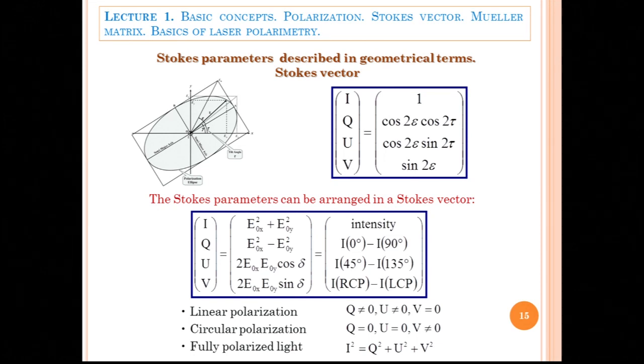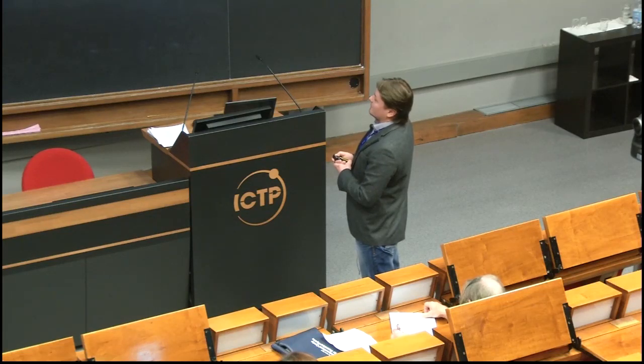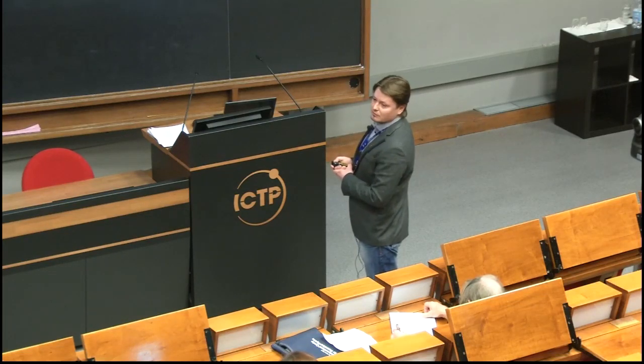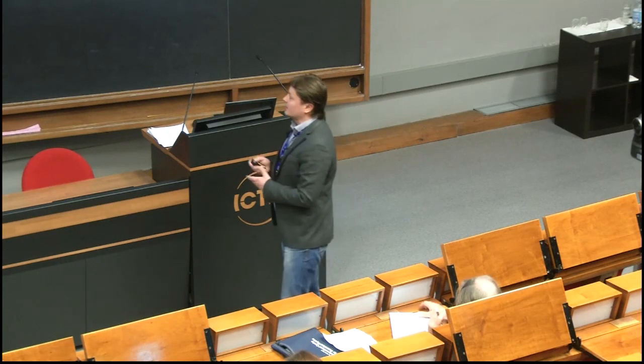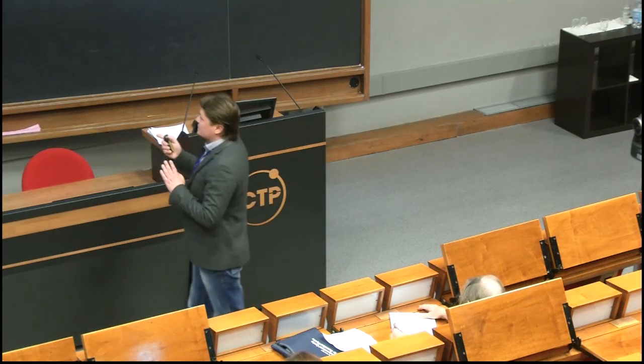The Stokes vector elements for a linearly polarized wave are the following: this one is unity, this one and this one are not equal to 0, and the fourth one is absolutely 0. The difference between linearly polarized light with azimuth of 0 and 90 degrees is only that this one will be unity, this one will be minus unity, and so on.